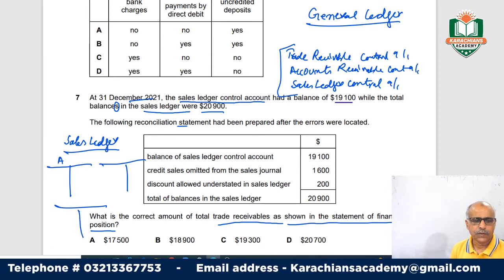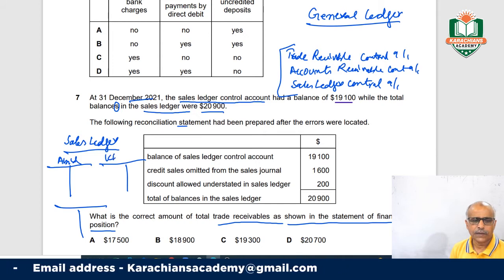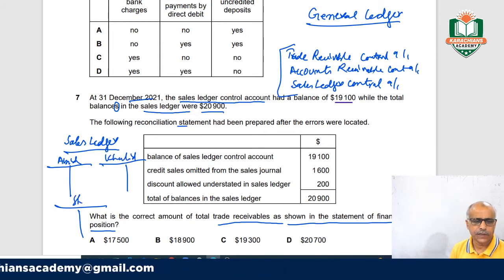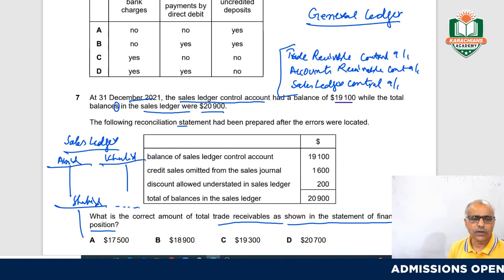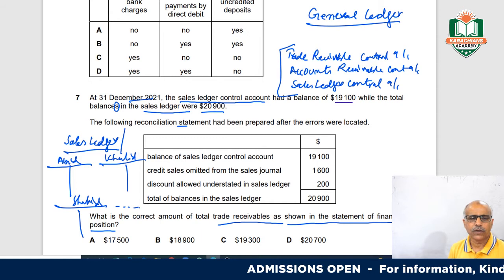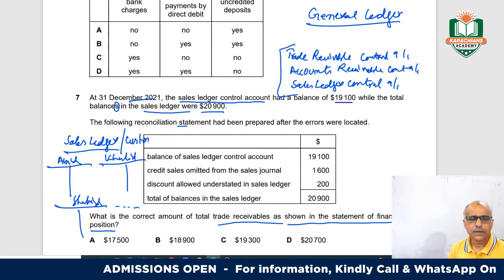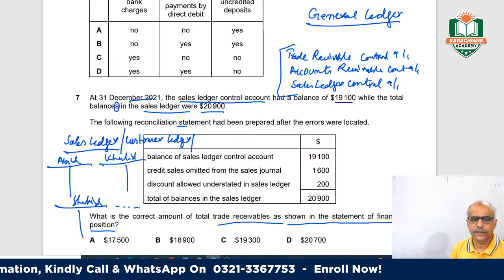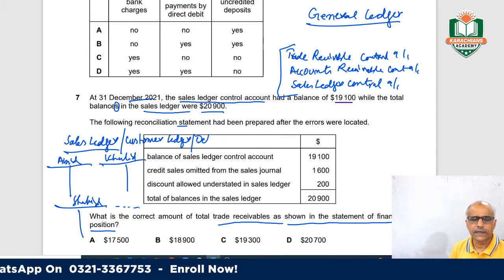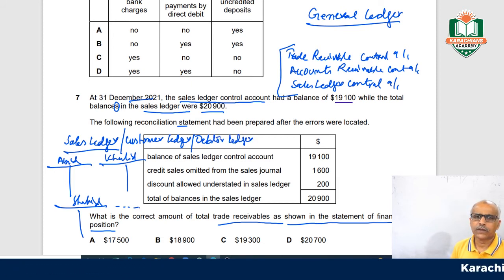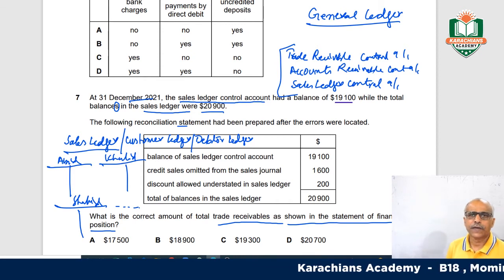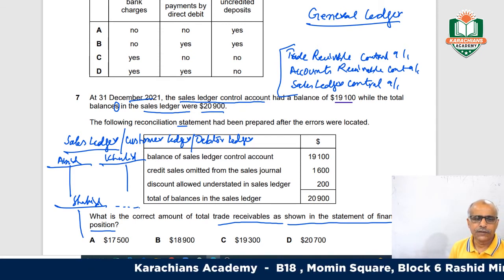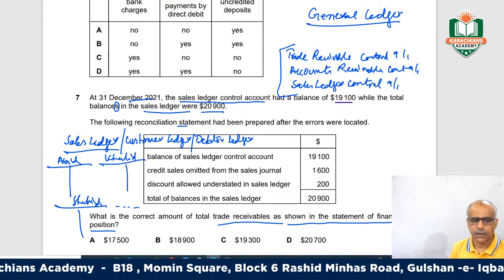And what is meant by sales ledger is that individual parties' accounts are opened here. If I say Mr. Abid, Mr. Khalid and Mr. Shahid and so many people, we call it the sales ledger. Also we call it the customer ledger. This is just for clarification. Because they are debtors, you can also call it the debtor ledger. It is the ledger where individual parties' accounts are maintained.